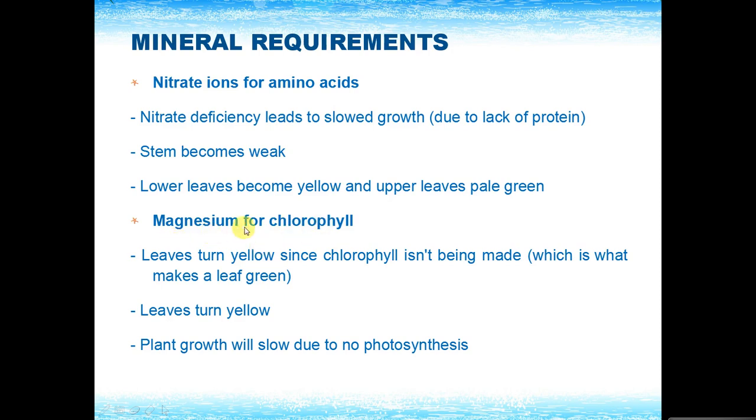Now, magnesium is used for making chlorophyll. So if you don't have chlorophyll, the leaves will turn yellow, because chlorophyll is what makes the leaf green in the first place. So the leaves turn yellow and the plant growth will slow because there's not as much photosynthesis going on.